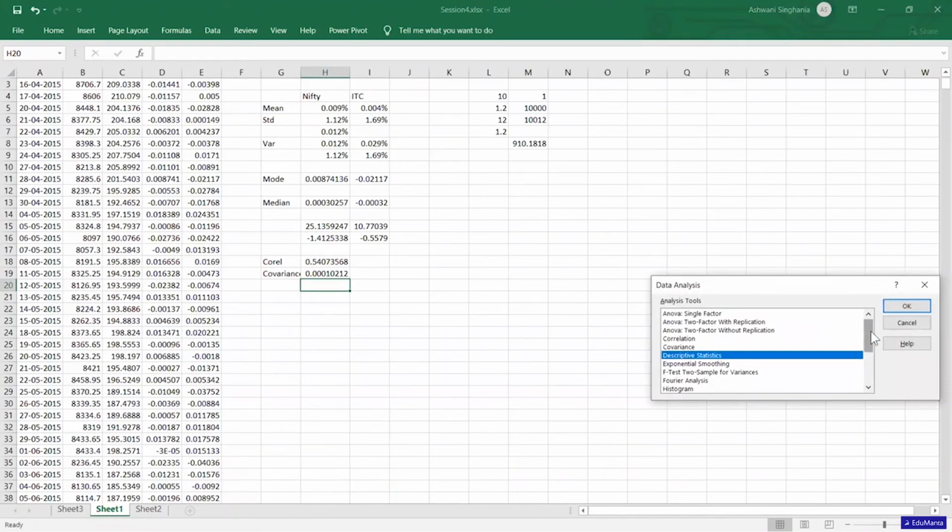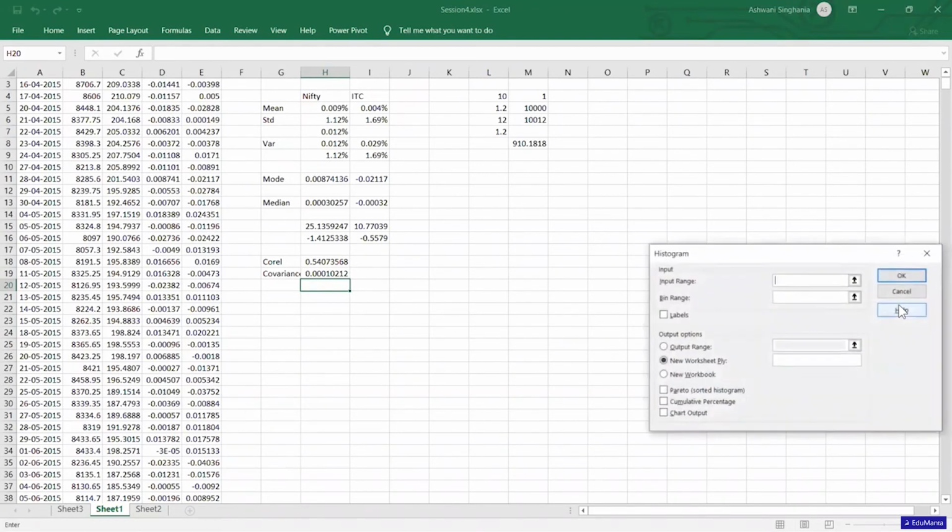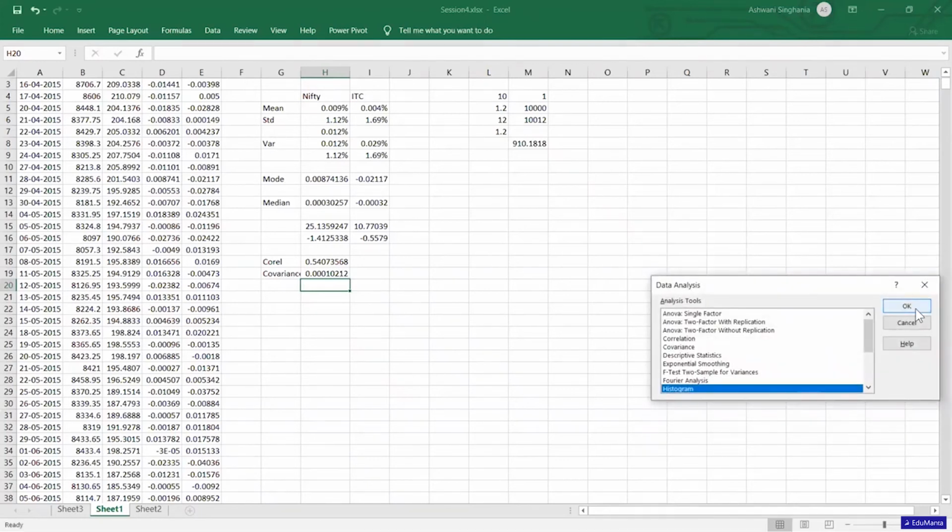Histogram. Okay, so let's look at this now. When we create this, a dialog box appears, and it needs an input range. If I want to create a return histogram for say Nifty, then I'm going to put in that whole data, and then there's bin. Bin is basically the range of return. So we have to create that bin first before making the histogram. So how will we calculate that bin actually?